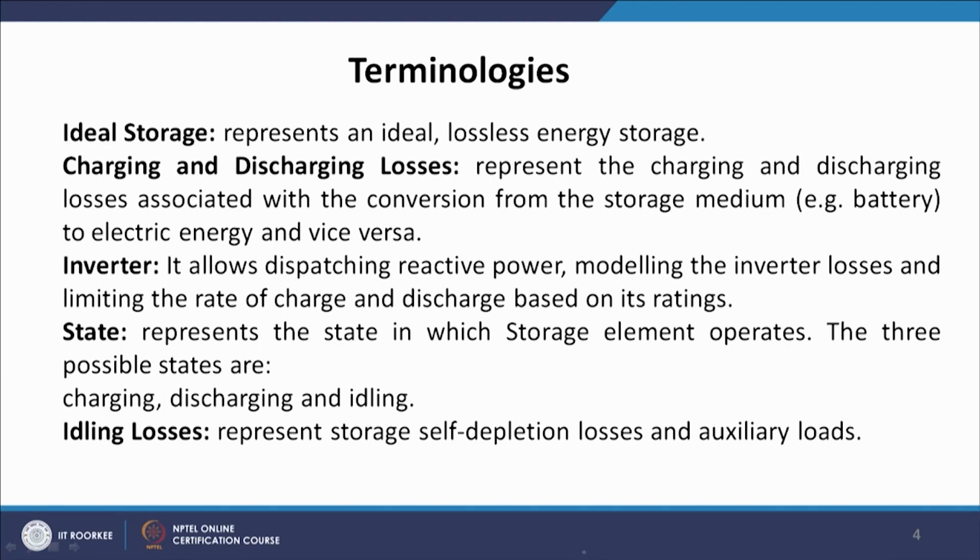What is state? It represents the state in which the storage element operates. The three possible states are charging, discharging and idling. Idling means there is nothing happening. Idling losses: even if the battery is idle, you still experience some losses, which represent storage self-depletion losses and auxiliary loads, because locally it has to meet the operation of some of the components.